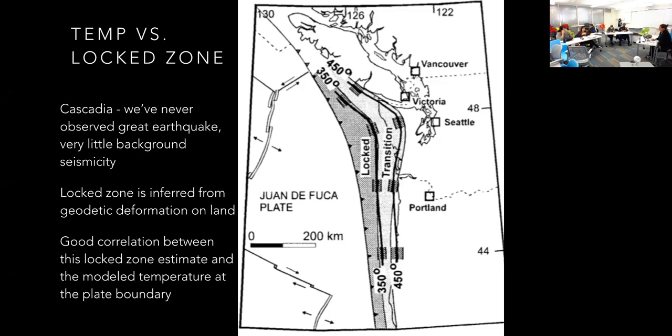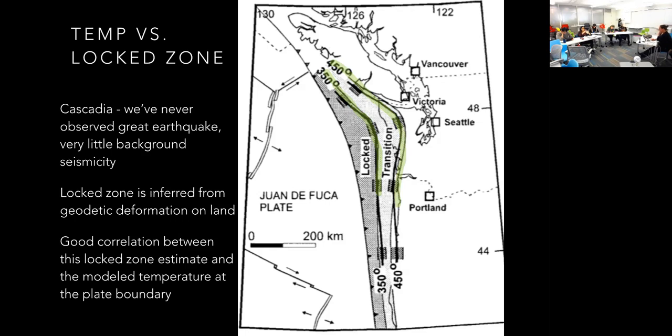So we can do thermal models of it, and this is basically the same format as the one we looked at for Nankai. So here's the trench. The scale of this map is different than the one we looked at for Nankai, but here's the trench. Here's the model 350 degree contour. Here's the model 450 degree contour.